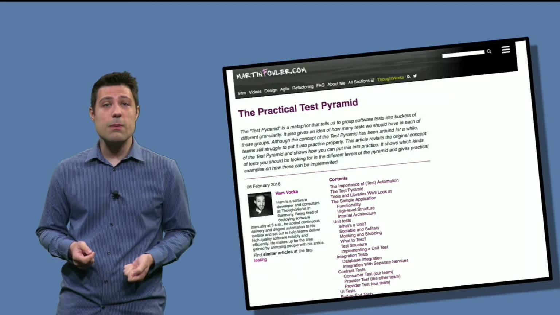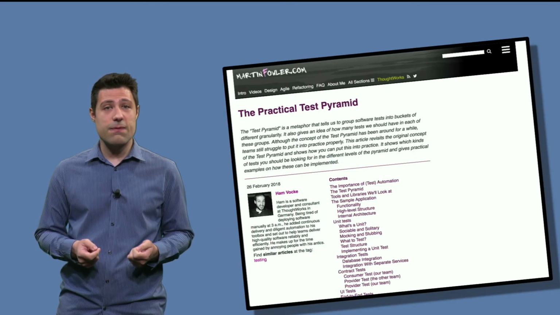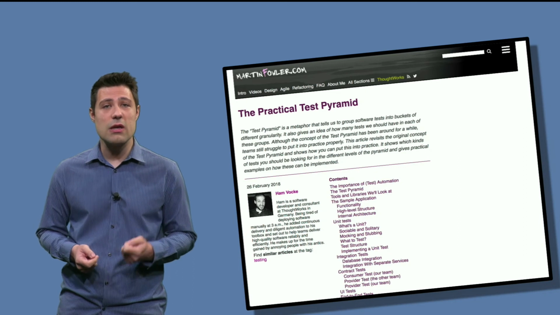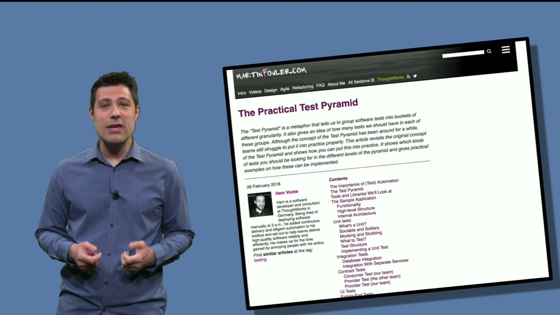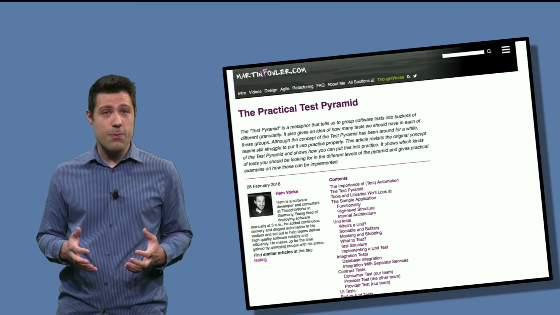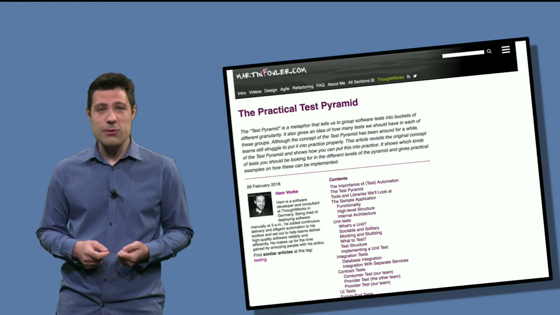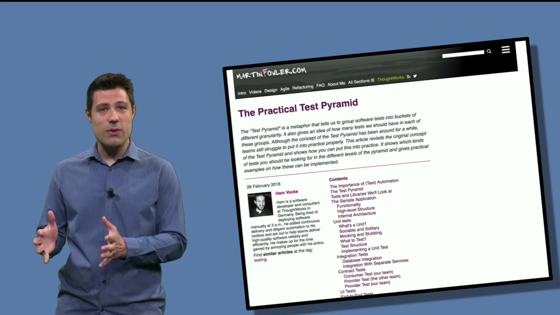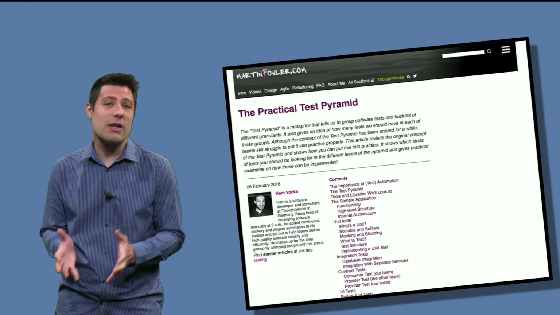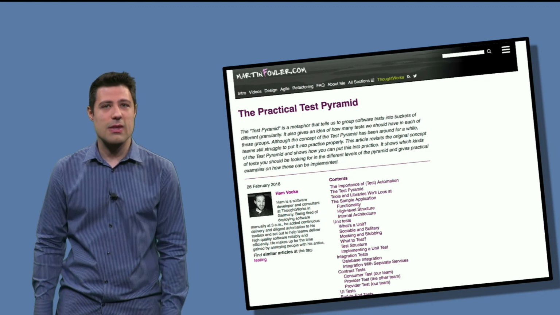If you really want to read more about the testing pyramid, there is a very nice blog post on Martin Fowler's wiki from Han Volke. In this post, the author discusses how he applies the test pyramid in a very practical way. And the blog post gives really concrete examples of what he tests with unit tests, what he tests with integration tests, and what he tests with system tests.